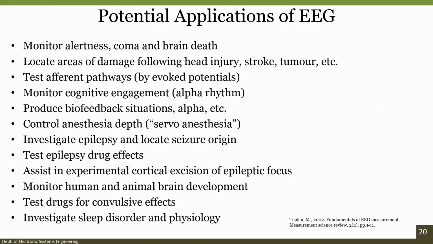So, what are the potential applications of EEG signal? The first application is to monitor alertness, coma and brain death, because from the brain waves we can understand whether the brain is dead or the person is in coma or there is alertness or not. Second, we can understand areas of damage following head injury, stroke or tumor.